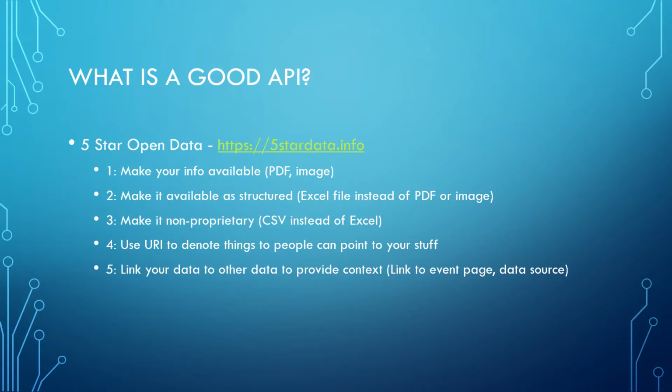Five-star is where you link data to other data. Like on the event page, at the Farm Aid concert, you would link to the ticket, to where you could buy tickets on Ticketmaster. And that's linking your data to other data sources.